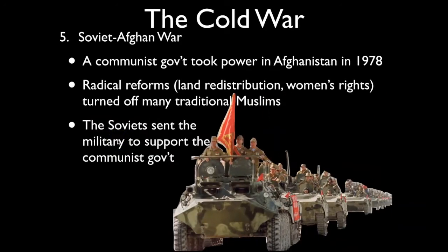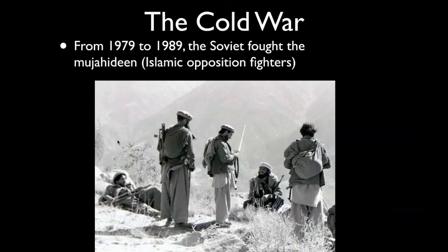Shortly after the communist government took power, there was a lot of resistance, and so the Soviets sent their military in to Afghanistan to try and support and prop up this communist government. From 1979 until 1989, the Soviet army then had to fight against these more traditional Islamic opposition fighters, known as mujahideen, who wanted to establish a more traditional Islamic state in Afghanistan.